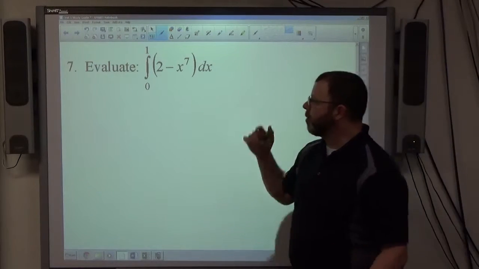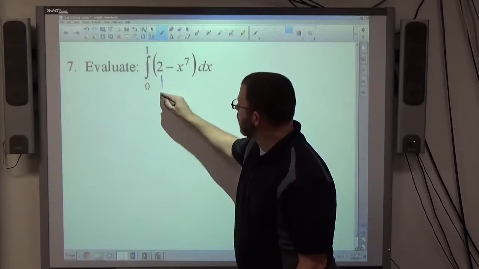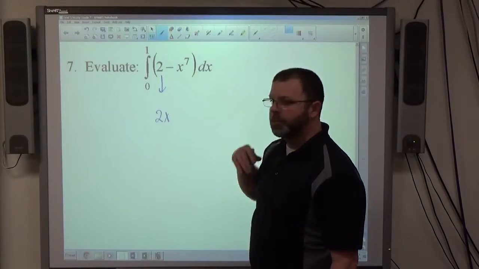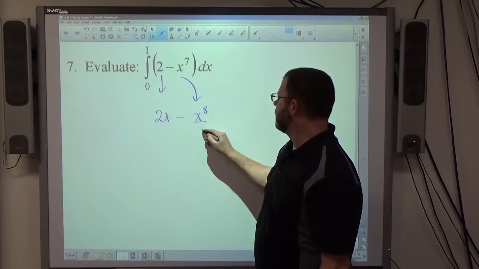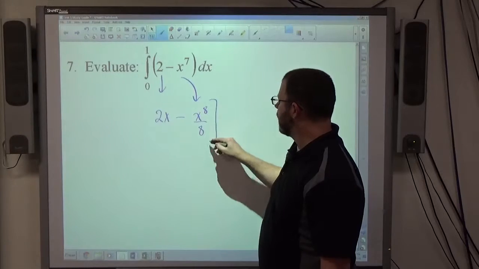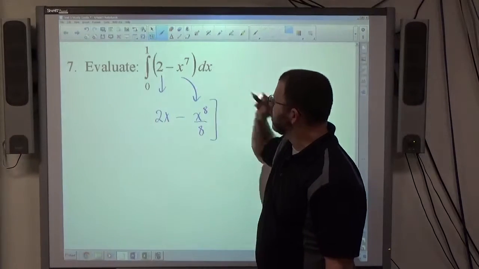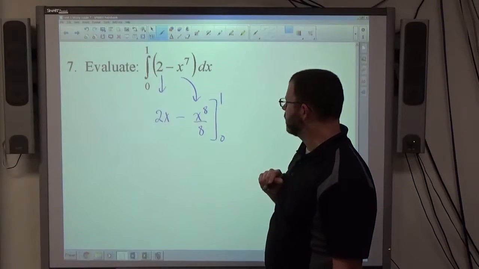Number 7, again, a polynomial function. So, the antiderivative of 2 is 2x. Any constant, just put an x on it. Antiderivative of x to the 7th is x to the 8th divided by 8. I've done my calculus, so I'm done integrating. Integral symbol disappears, dx disappears, 0, 1 go over here.